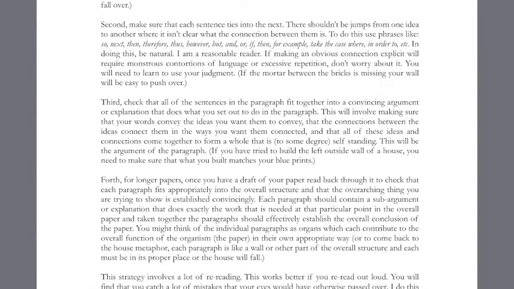And so for longer papers, once you have a draft of the whole paper, just as you are reading back over to check each paragraph, after you finished a paragraph, read back over the draft and make sure that each paragraph fits appropriately into the overall structure of the paper, and that the overarching thing that you're trying to do in the paper is done, right? I mean, you're always going to have a thesis that you're trying to establish. And so read back through the draft and make sure that you've established convincingly the thesis you'd set out to establish. So each paragraph should contain a sub-argument or explanation that does exactly the work that's needed at that particular point in the overall paper. And taken together, the paragraphs should effectively establish the overall conclusion of the paper.